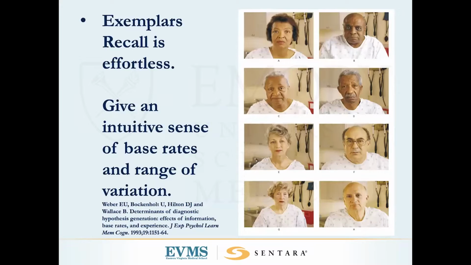It turns out expert clinicians do the same thing. You go to the emergency room, you see a patient with sepsis, you just know. You may not know that conclusively, but you know that it's clearly a possibility. Acute myocardial infarction, COPD exacerbation, heart failure exacerbation. You can just look and you just know. With exemplars, the recall is effortless. And the number of exemplars that you have in your file cabinet of long-term memory gives one an intuitive sense of the base rates of diseases and the range of variation within disease categories.